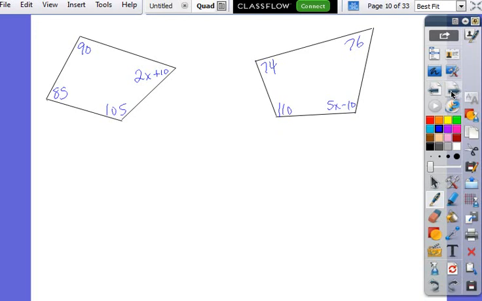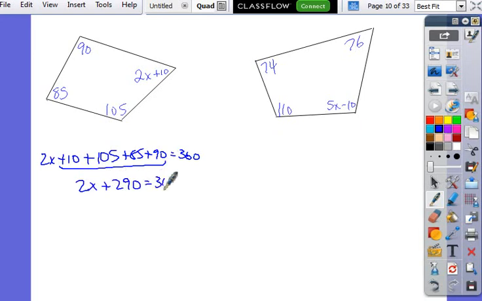All right, so what would my equation be for this first one? 2x plus 10 plus 105 plus 85 plus 9 equals 360. There you go. Same process. I'm going to take all of this stuff that's on the same side and go ahead and combine it just like it is. Not change any signs or any of that. That's 115. 290.